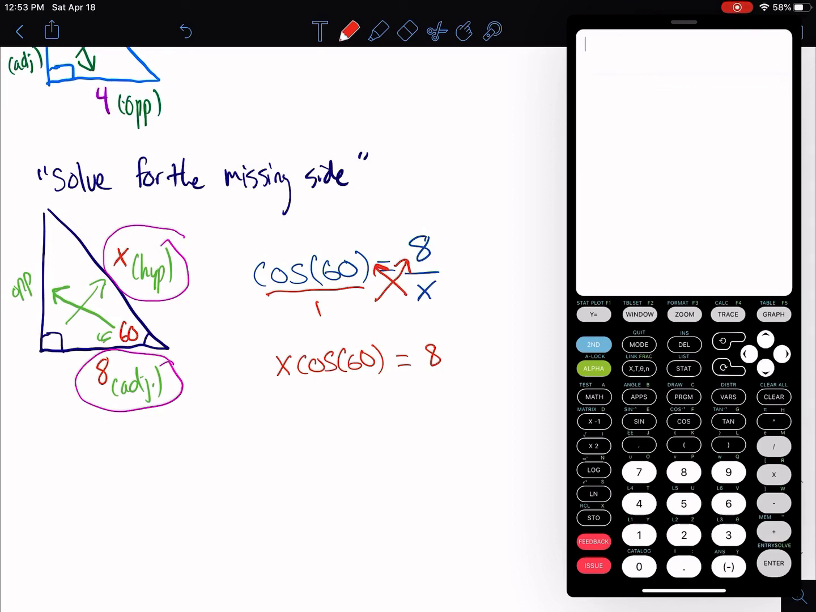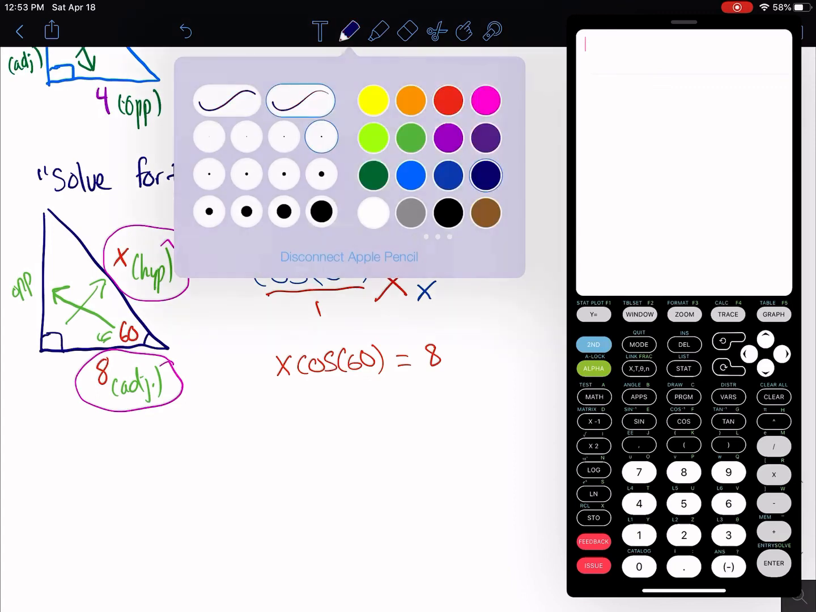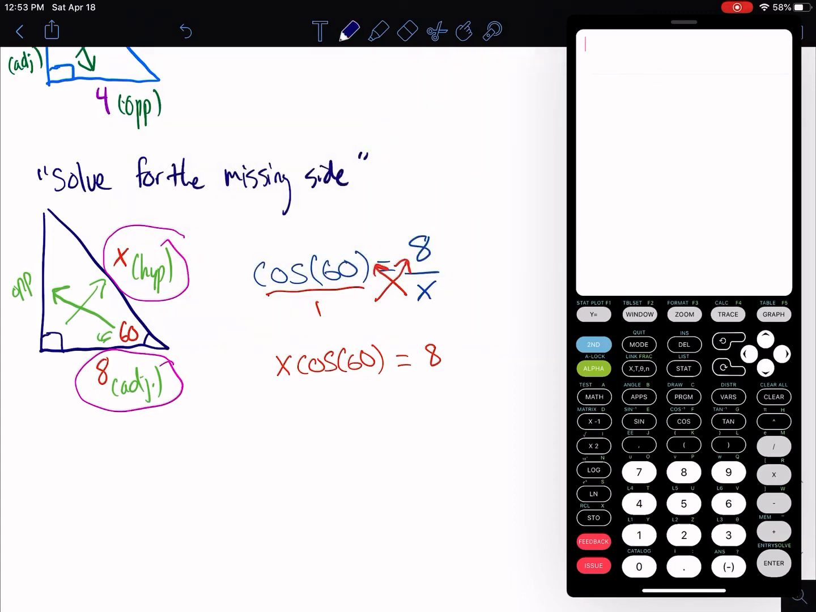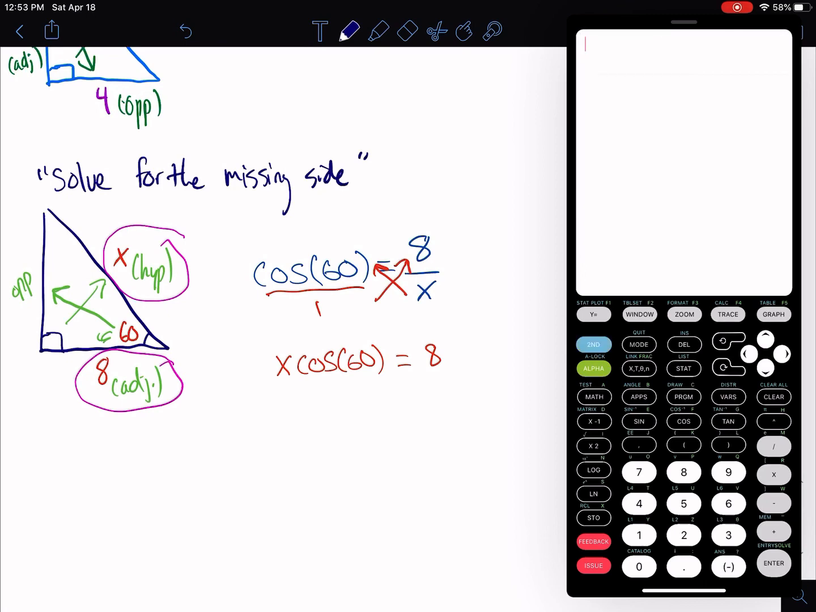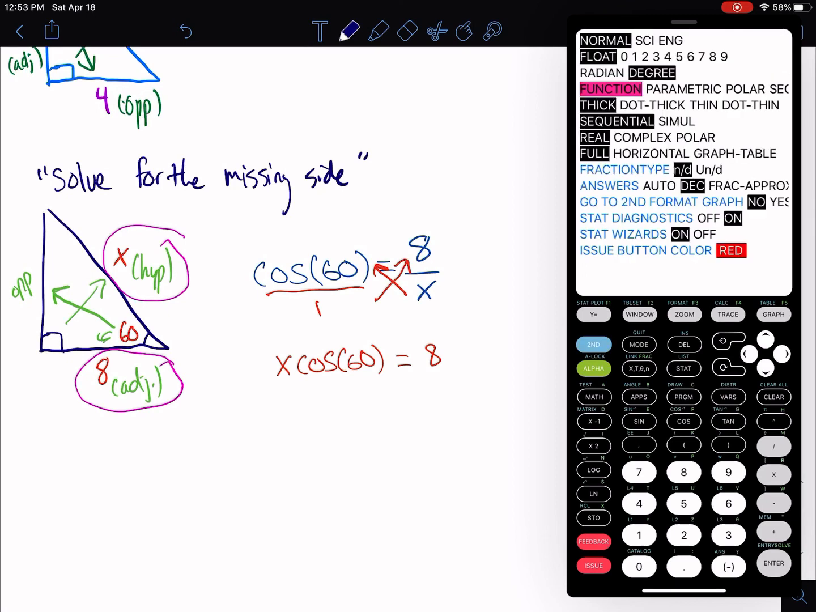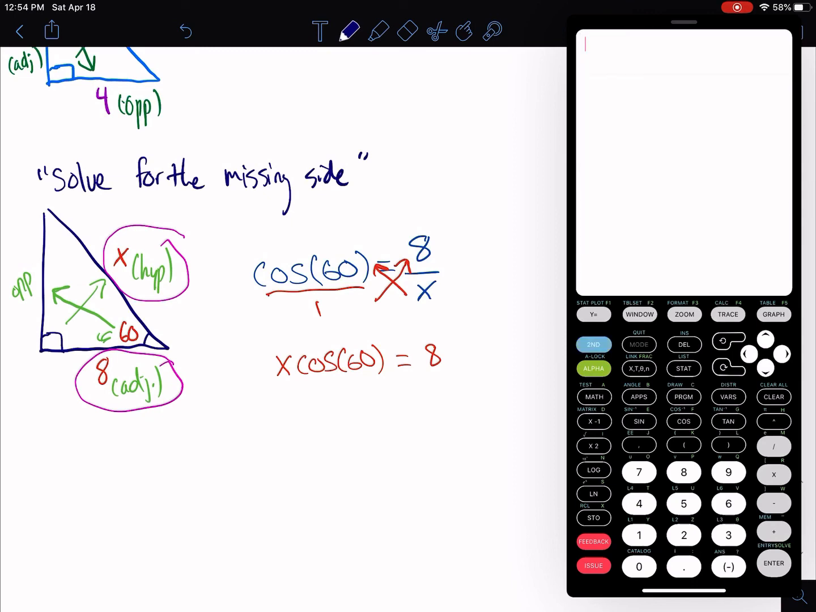And the idea here is that the cosine of 60 is a number, right? First you want to make sure that your calculator is in degree mode, okay? So that's the first step. Once you make sure your calculator is in degree mode, you go to mode and make sure degree is highlighted, you can see by plugging in that cosine of 60 is actually a number. It's 0.5. So it's just like as if you had 2x equals 8. You would divide both sides by 2.